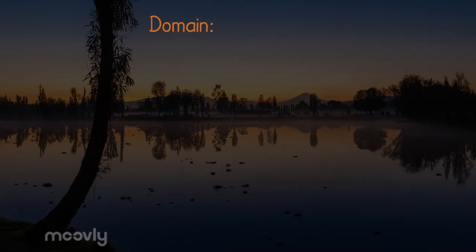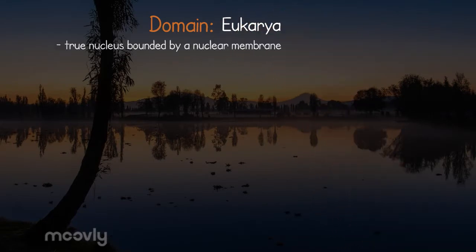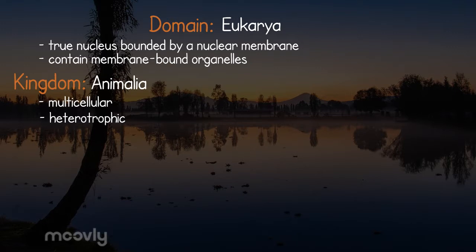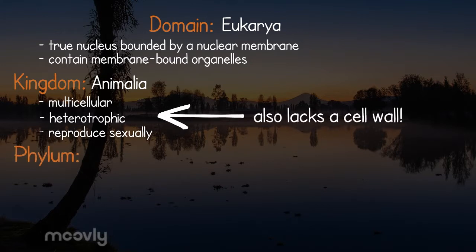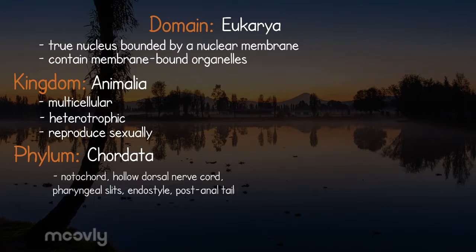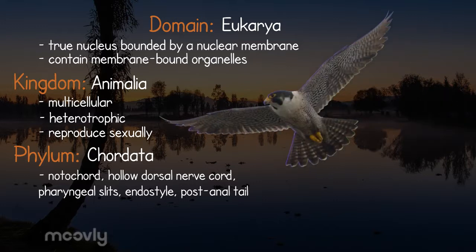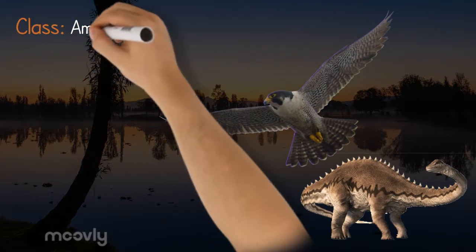The axolotl falls under the domain Eukarya, for its cells that contain a true nucleus bound by a nuclear membrane. It also contains membrane-bound organelles. It falls under the kingdom Animalia because they are multicellular, heterotrophic, meaning they get their energy by eating other organisms, and can reproduce sexually. It falls under the phylum Chordata because the chordates are linked to 5 common attributes at some point in their life, that being a notochord, hollow dorsal nerve cord, pharyngeal slits, an endostyle, and a post-anal tail. Animals in this phylum include the peregrine falcon and the diplodocus.